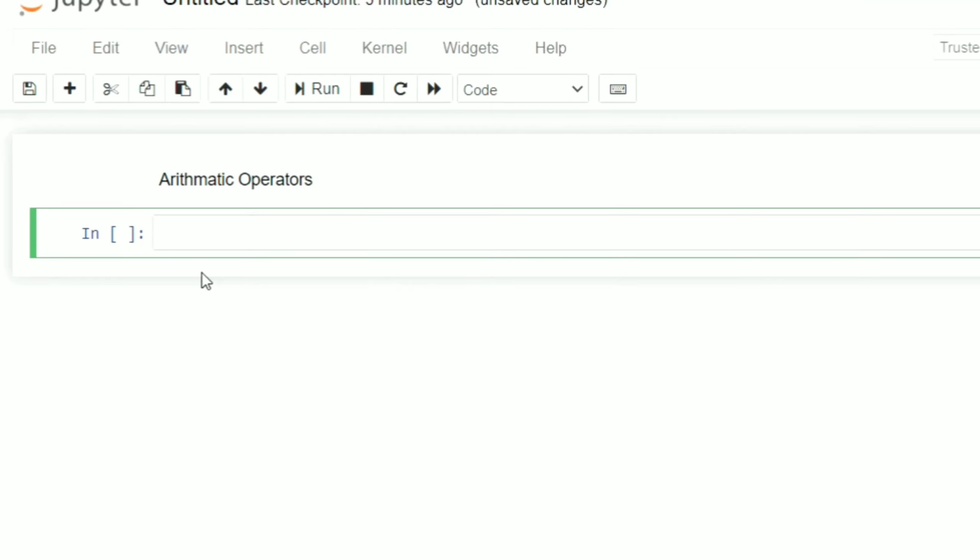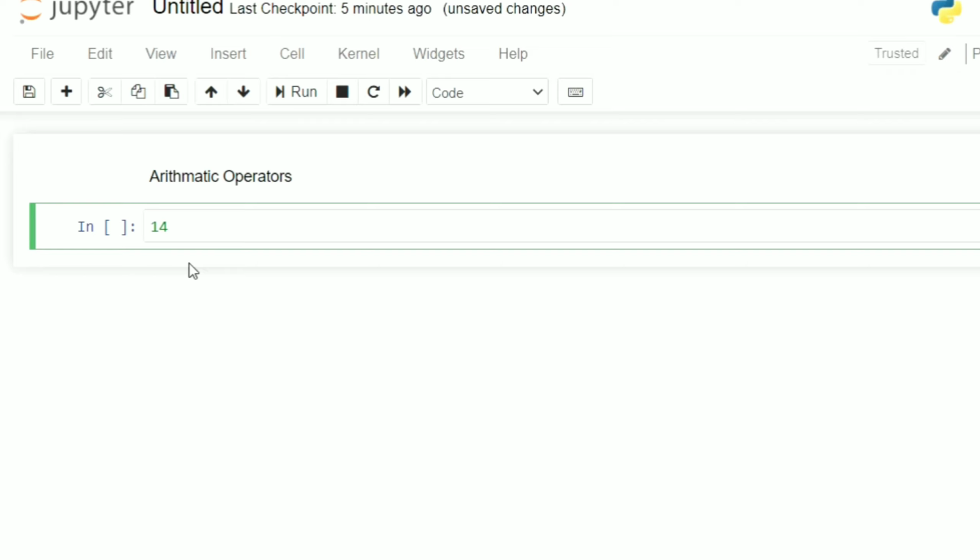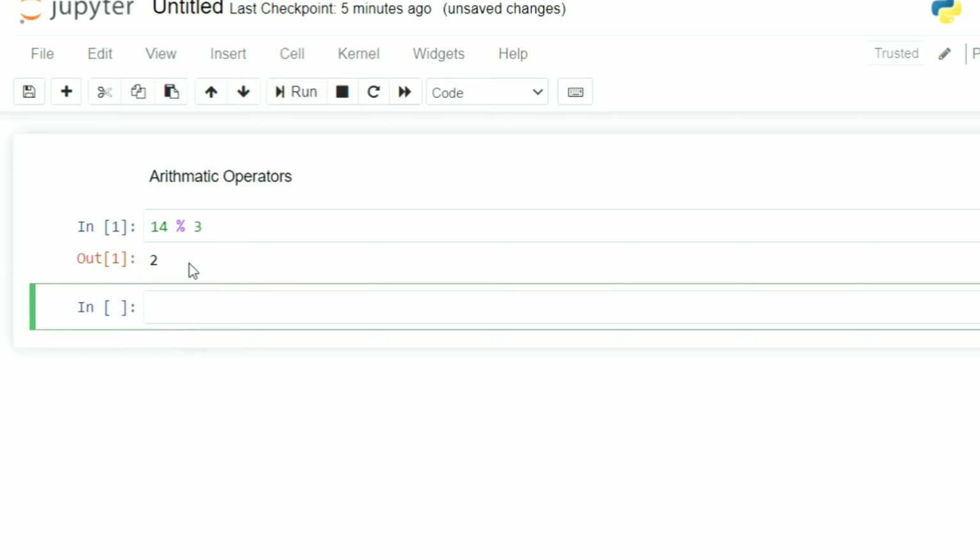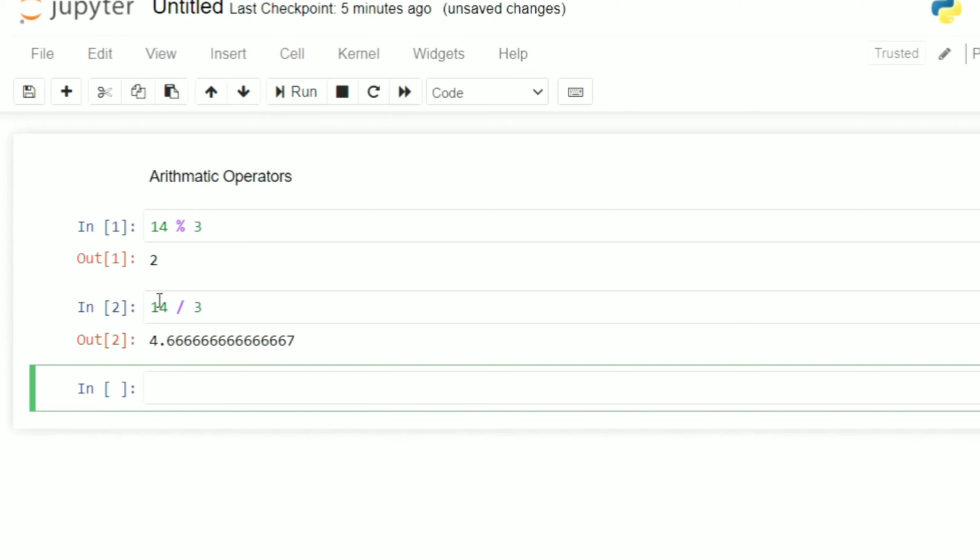What do we mean by the modulo operator? Suppose I am taking an example. If I write 14 mod 3, you can see the answer is 2. But if I write 14 by 3, you can see it is 4.66. So 14 mod 3 is nothing but the remainder. If I divide 14 by 3, I get the remainder as 2. That is the answer of the modulo operator, whereas this is the simple mathematical operation, 14 by 3.